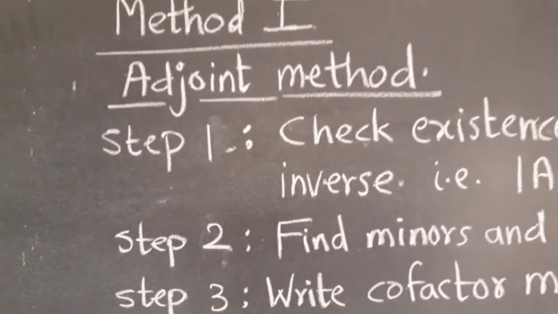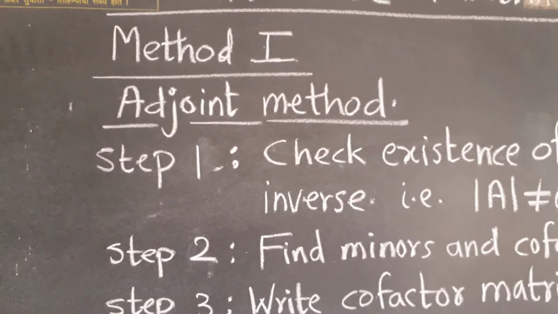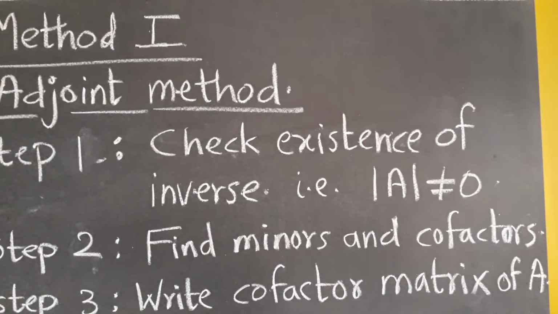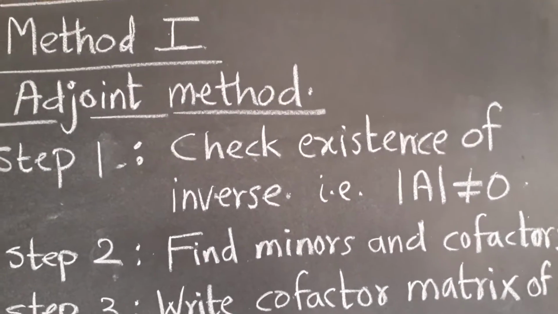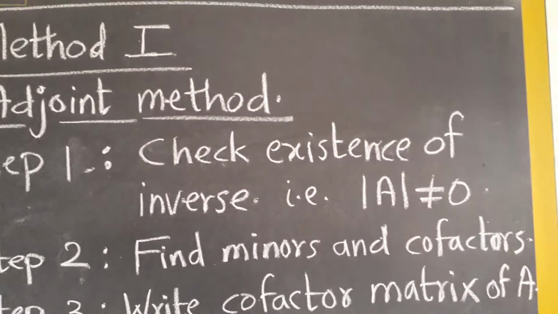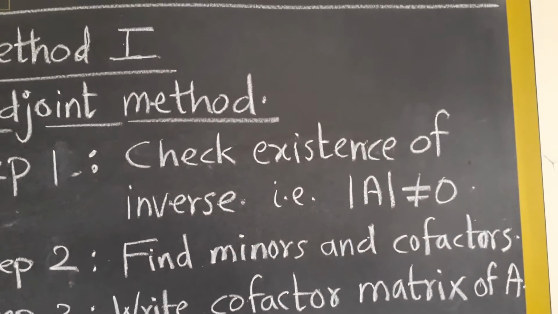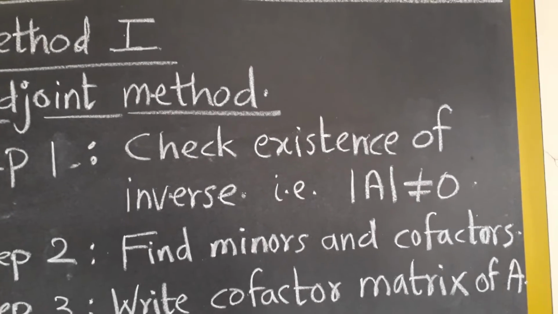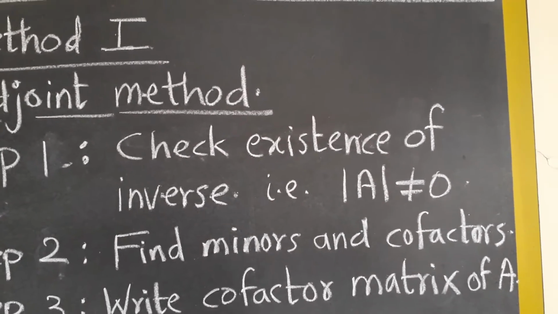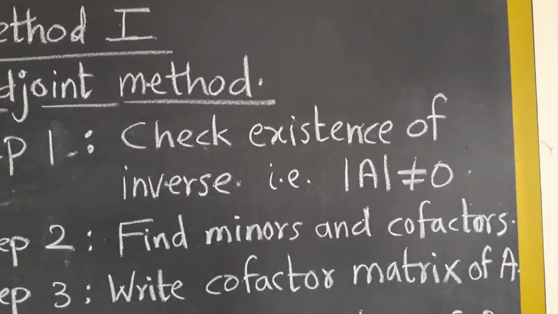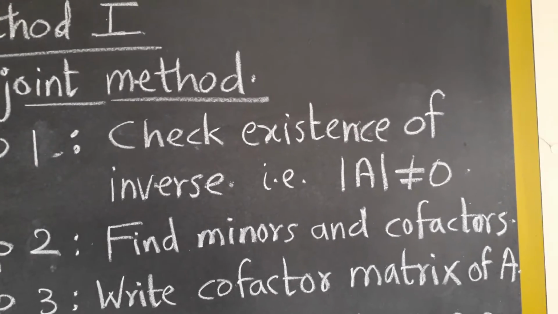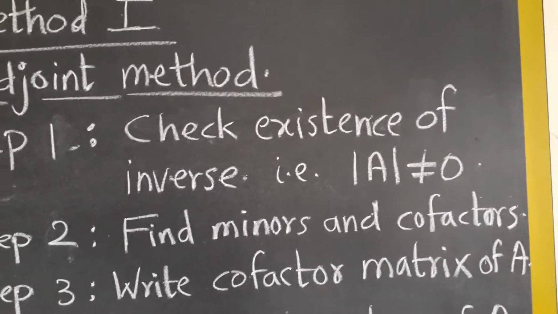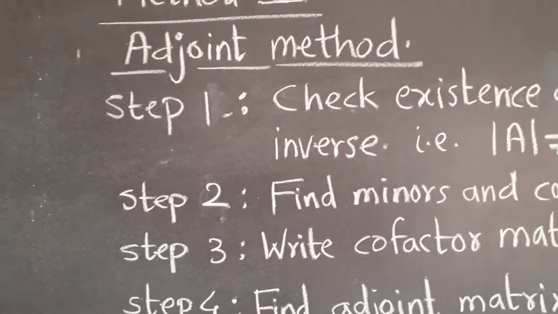Now we go to step 2. Find the minors and cofactors. We have already seen how to find the minors and cofactors of a determinant. Here we are going to find the minors and cofactors of the given matrix A with corresponding determinant A.